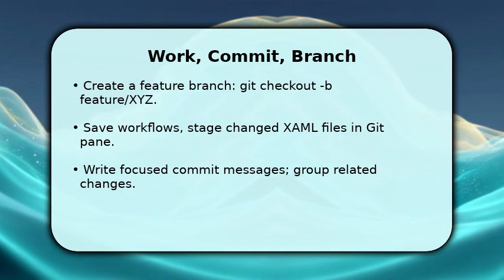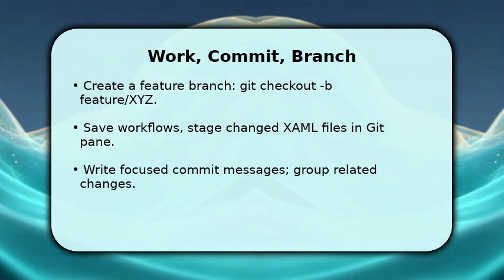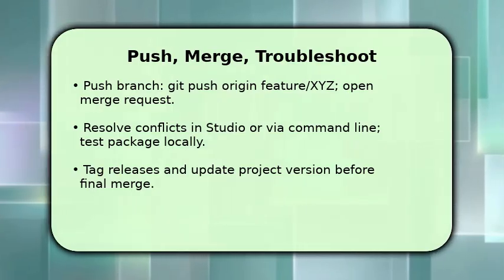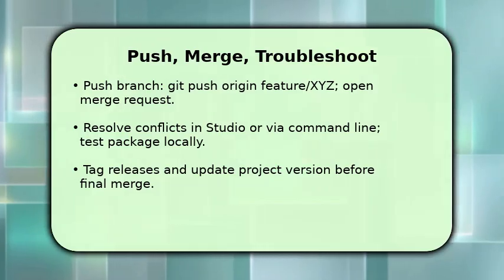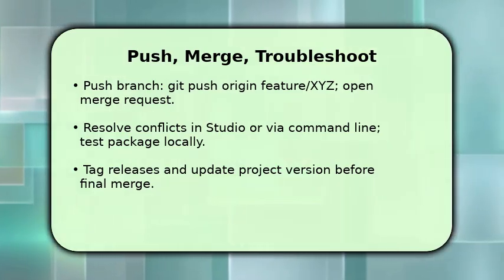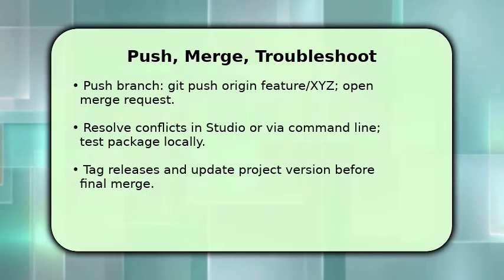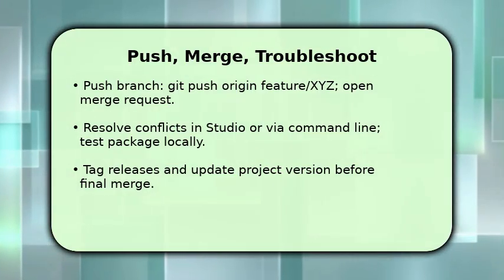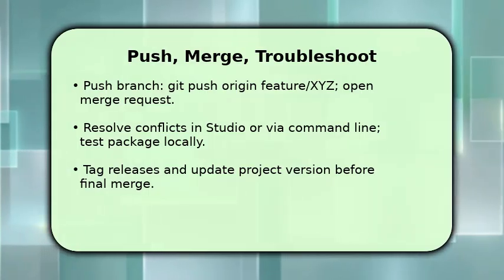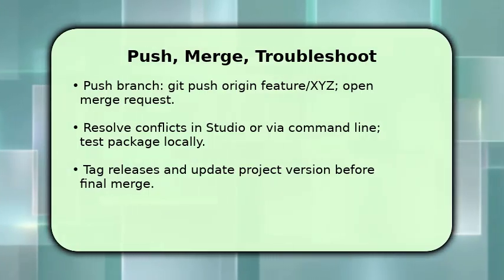You push your feature branch and open a merge request for review, including a description and test notes. If reviewers request changes, update on the same branch and push additional commits. When merging, handle conflicts by opening conflicting XAML in Studio, accepting correct diffs, and testing the process end-to-end. After merge, tag the release and bump the project version as needed.